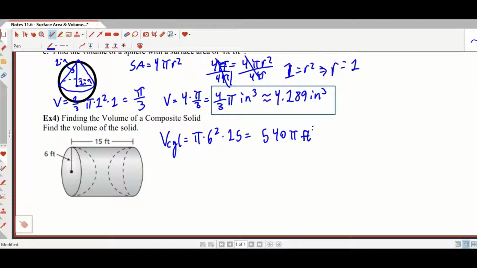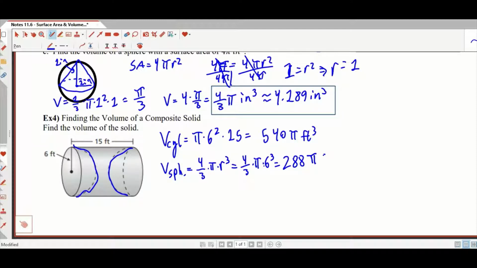pi feet cubed. But notice that you've carved out these 2 hemispheres, which, if we put them back together, would be a full sphere. So we've got to find the volume of the sphere and take that away from the volume of the cylinder. Now that's 4/3 times pi times radius cubed, which is 4/3 times pi times the radius, which is 6 cubed. 6 cubed is 216 times 4 divided by 3, and I got 288 pi feet cubed. Subtract these, and I'm going to do this by hand.